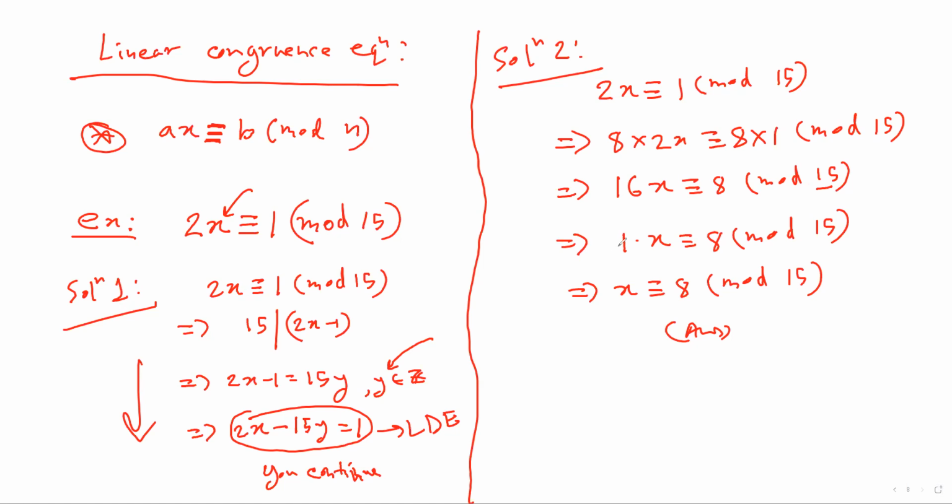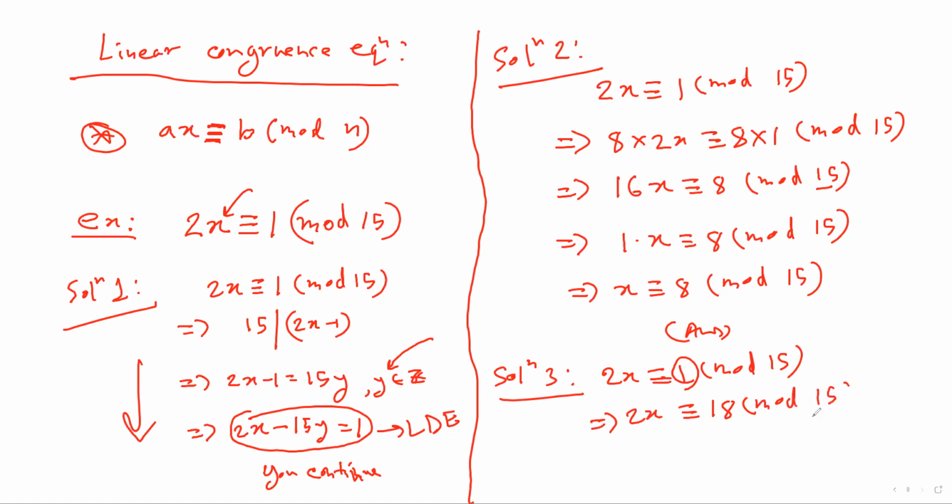In this example, we could think of other methods as well. For example, 2x is 1 mod 15. Replace this 1 by 1 plus 15. We can do that, right? So 2x is congruent to 16 mod 15. We can divide both sides by 2. And while dividing, remember, we have to... not 18. Why did I write 18? I added 15 to 1, so I should get 16 here. 16 and 1 are the same number as long as we are mod 15, right? Now divide by 2 on both sides, of course.